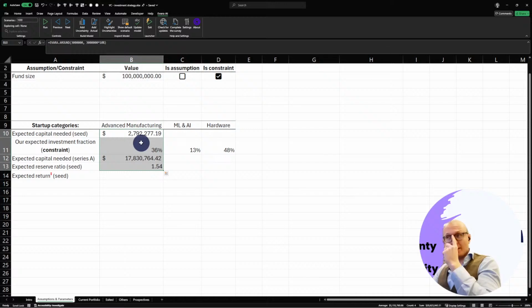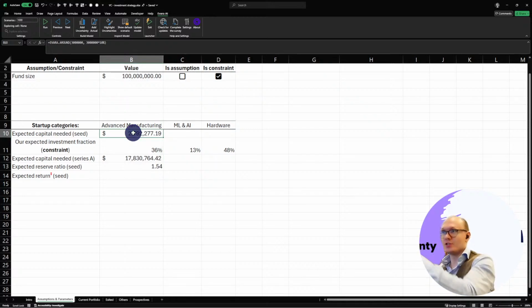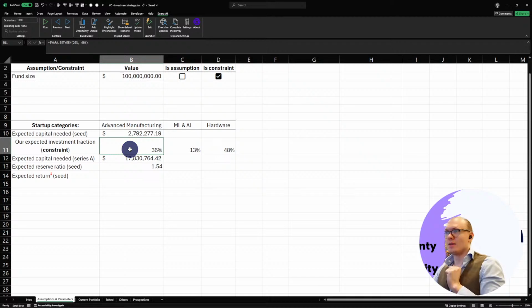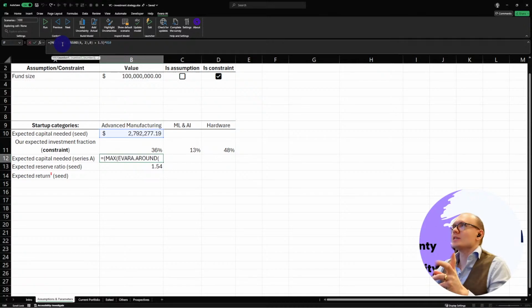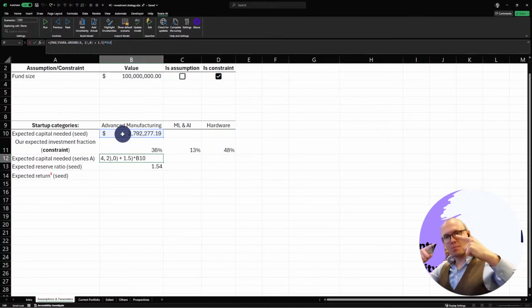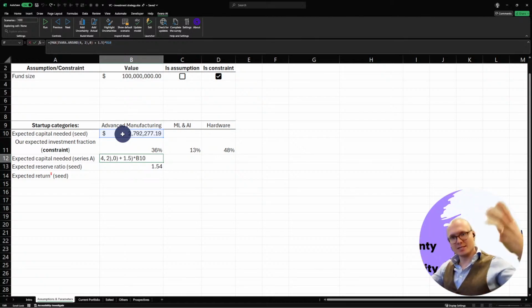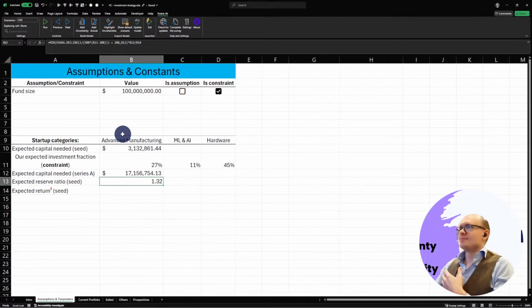everywhere, meaning we first made a scenario for this number, expected capital needed. Then we made a scenario for the expected investment fraction. These two don't depend on each other, so these are just generated separately. But then we also generated this expected capital needed for series A. Now, this thing depends, as we can see up here, right? This depends on B10. So this uses the sample value here, and then on top of that, it uses all these around to then generate its own dependent scenario, which turns out to be this.